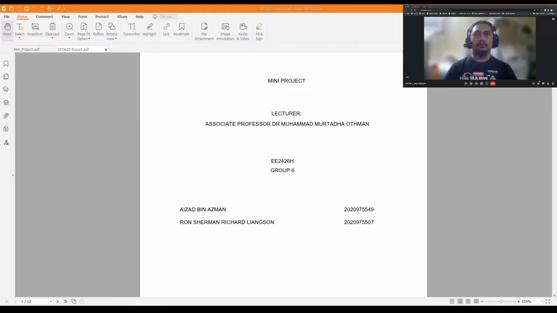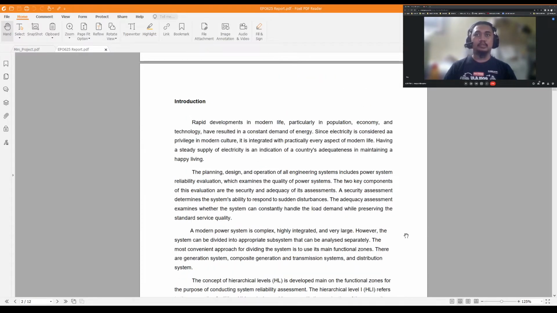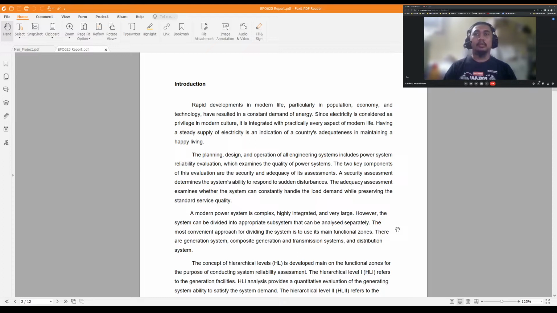So, to start off this presentation, the introduction. Rapid developments in modern life, particularly in population, economy, and technology, have resulted in a constant demand for energy. Since electricity is considered a privilege in modern culture, it is integrated with practically every aspect of life. Having a steady supply of electricity is an indication of a country's adequateness in maintaining a happy living.